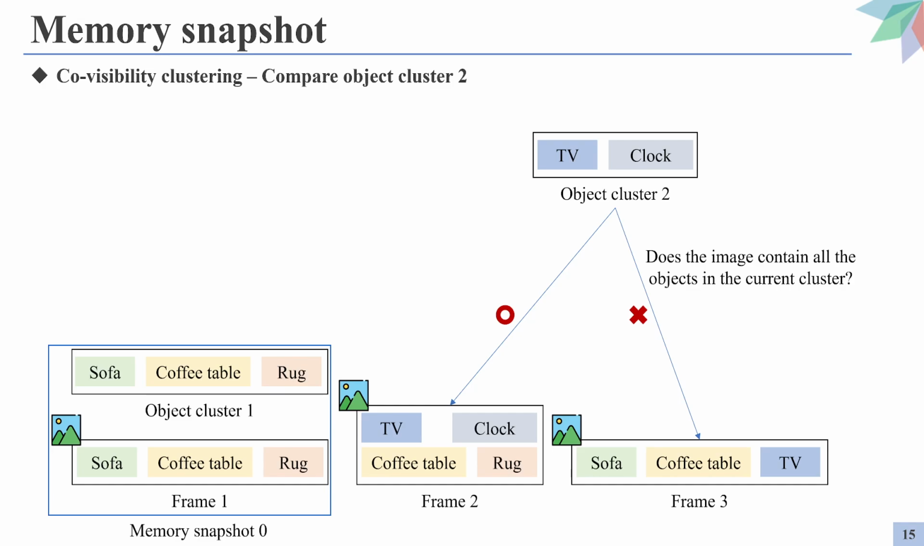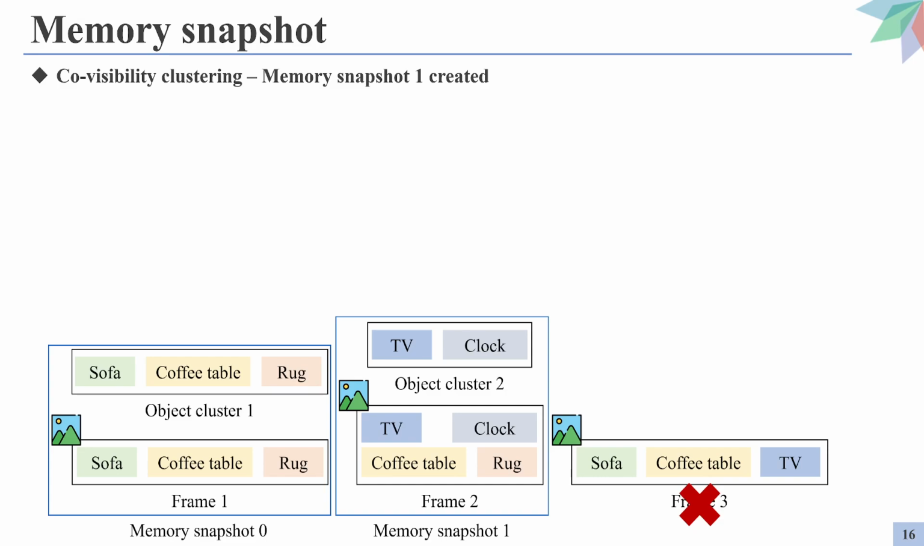Next, we evaluate the second cluster against the remaining frames. Frame 2 is found to satisfy the condition. So it is paired with object cluster 2 to form a memory snapshot 1. Since all objects are now covered by the selected frames, the remaining frame 3 is discarded.